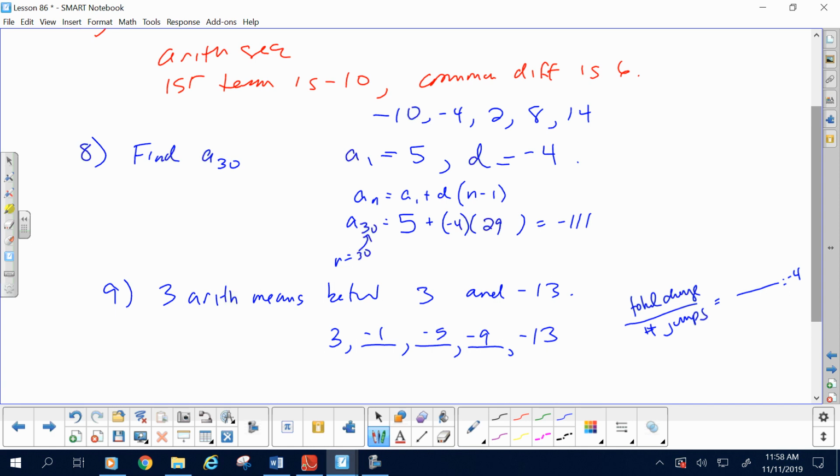The difference is 3 minus 1? Why 3 minus? Yeah, but in terms of what you're given, you have A1 and A5. So there's 4 jumps altogether. Total difference is negative 16 in 4 steps. So each step is negative 4. Okay.